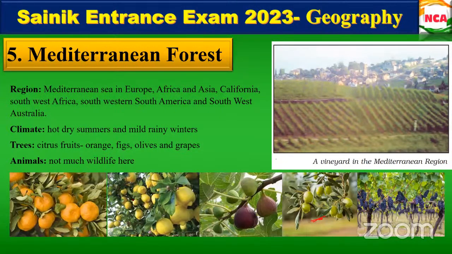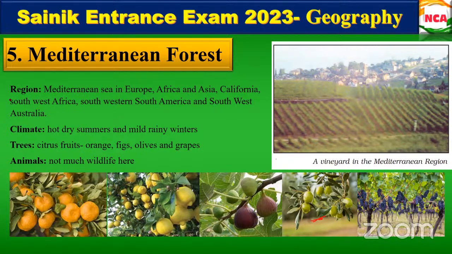Okay. And in this region there is not much wildlife. And we can find these types of regions. And also when you take grapes and all, these regions are very good in wine manufacturing as well. Okay. And also this part, that Mediterranean region.